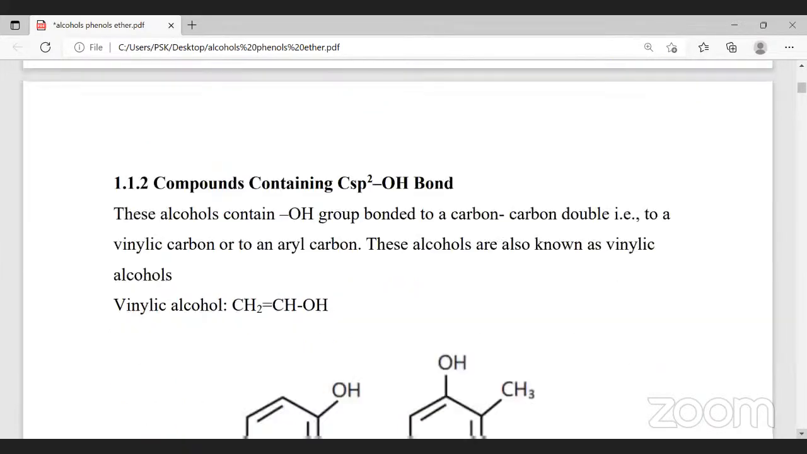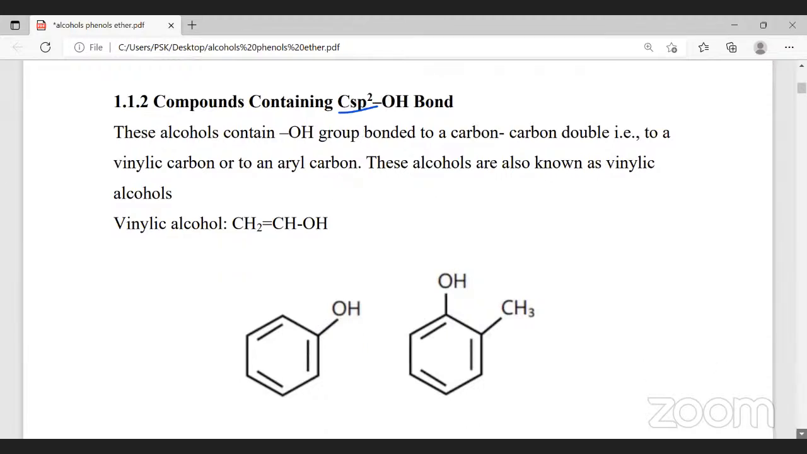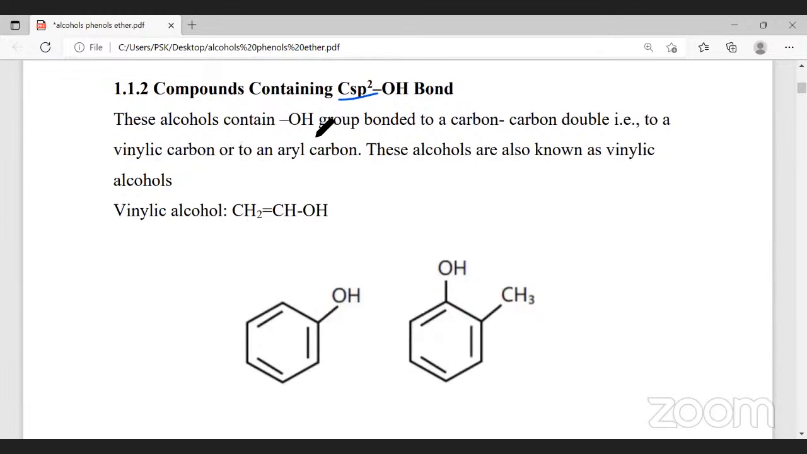Now, this is a different one. Now, compounds containing sp2 hybridized carbon bonded to OH. sp2 hybridized, so that means a double bond. Now, it's an example of phenols. These alcohols contain an OH group bonded to a carbon atom with a carbon-carbon double bond, that is a vinylic carbon, or to an aryl carbon. And these alcohols are also known as vinylic alcohols.